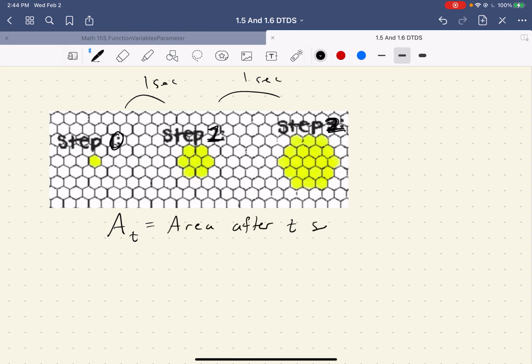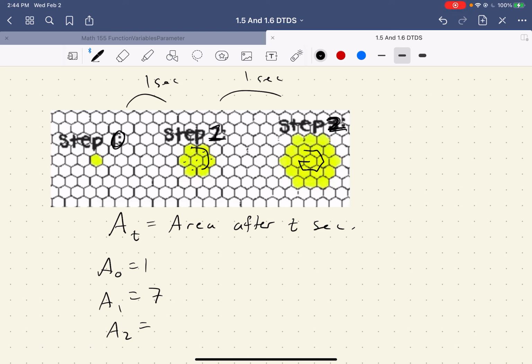So the area after 0 seconds is 1. Area after 1 second is, let's see, 1, 2, 3, 4, 5, 6, 7. Area after 2 seconds, oh gosh. So here's the 7 that I just did. I just need to count this new stuff. And it looks like there's 12 new ones, so I have 19. If you continue this process, what would A3 be? What would A4 be? What would A5 be?